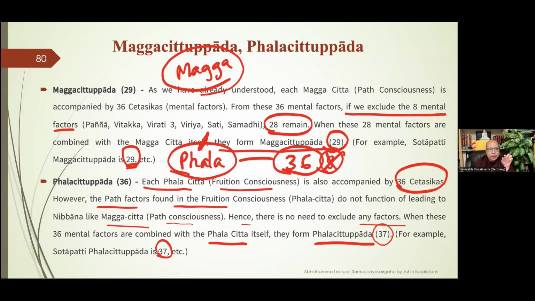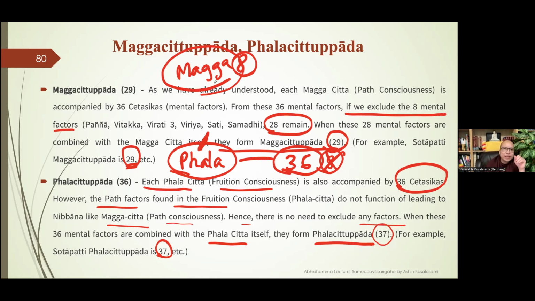In the Phala. In the Magga. No, the Magga Citta already includes 8 factors. Yes, but it is more than those 8 factors. The Magga Citta also comes with all the wholesome Cetasikas. Okay, and why are these not included? Because now we're only picking out 8 factors. Well, there are more. Do you understand what I mean?